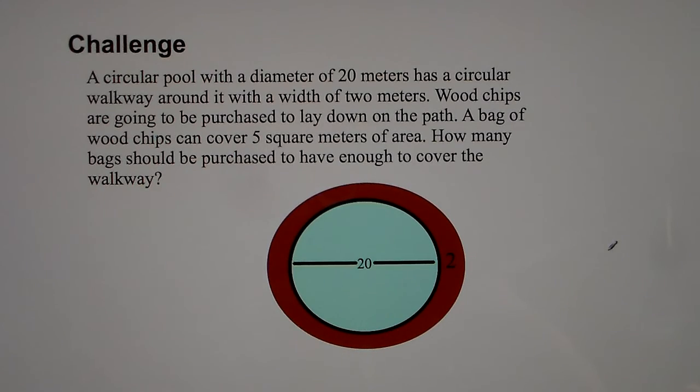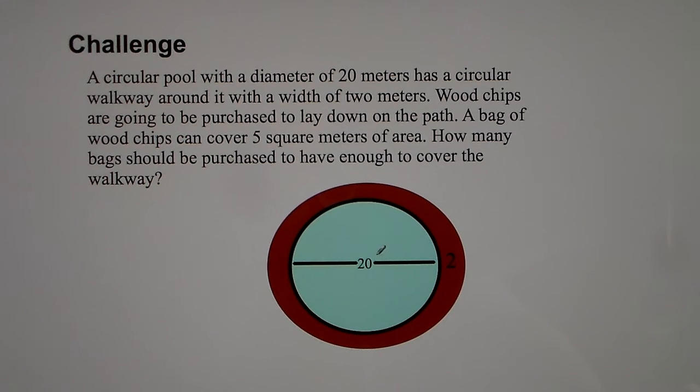And here's another challenge problem you could try on your own. Actually, we got some time here on the camera. I could work through it right now. A circular pool with a diameter of 20 meters has a circular walkway around it with a width of 2 meters. Wood chips are going to be purchased to lay around the path. A bag of wood chips can cover 5 square meters of area. How many bags will be purchased to have enough to cover the walkway?